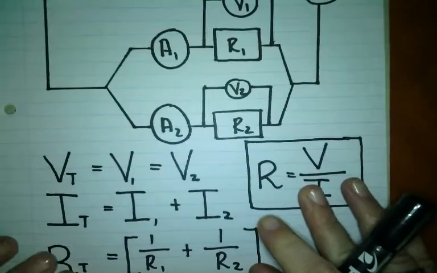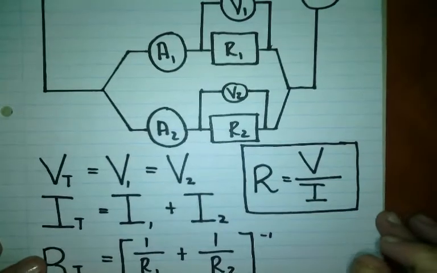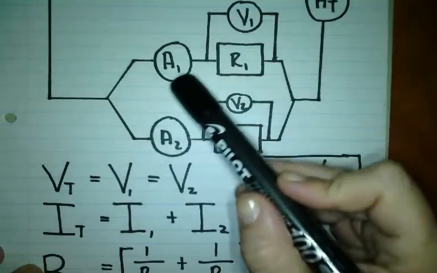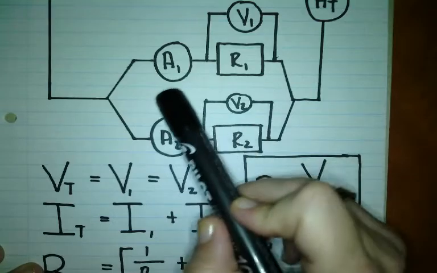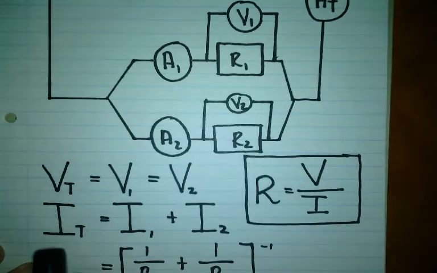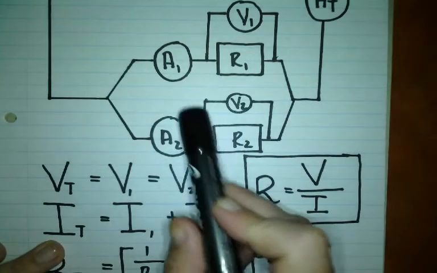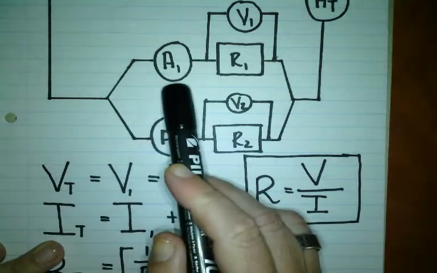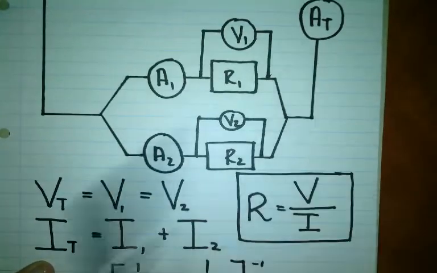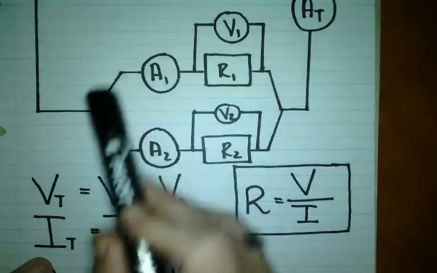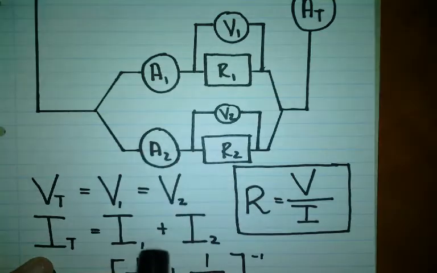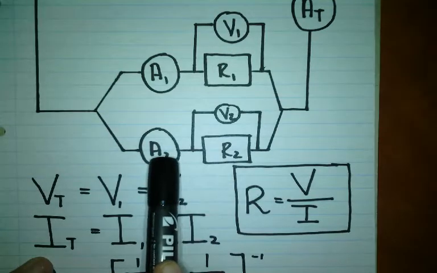Which brings us to the second mathematical relationship. Just a reminder, an ammeter is an A, current is an I, but ultimately they measure the same thing. So the total current is equal to the current through the top branch plus the current through the bottom branch.